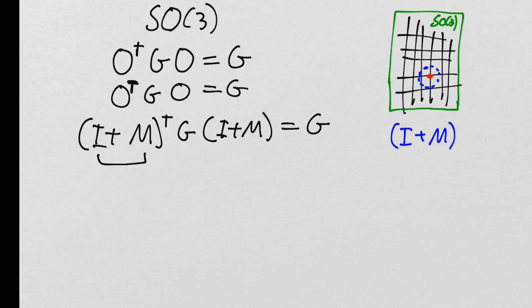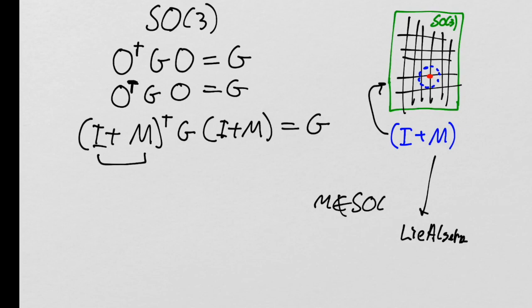Now, a few people have asked some really good questions about this process, the process that produces these small matrices. It's a really good question, because you have this addition, and the problem with this addition is that M is an element of the Lie algebra, and I is an element of the Lie group. M is not an element of the Lie group.